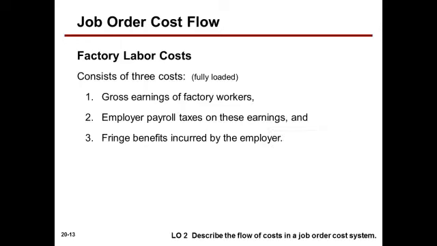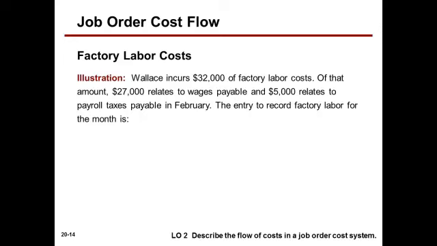Factory labor consists of three costs. A fully loaded cost, that is, gross earnings of the workers, plus employer payroll taxes and any fringe benefits incurred by the employer. Illustration of a journal entry. Wallace incurs $32,000 of factory labor costs. Of that amount, $27,000 relates to wages payable and $5,000 to payroll taxes payable.